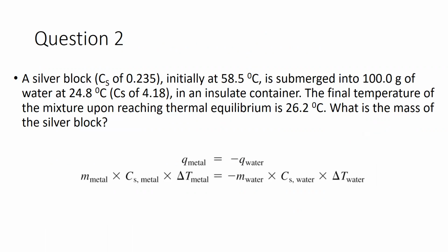So here's a question you're likely to see on the test that is heat energy transfer. Since time is low, I'm going to actually start drawing our picture for us. So we have a silver block, and the specific heat capacity of the silver block is 0.235. So CS is 0.235.